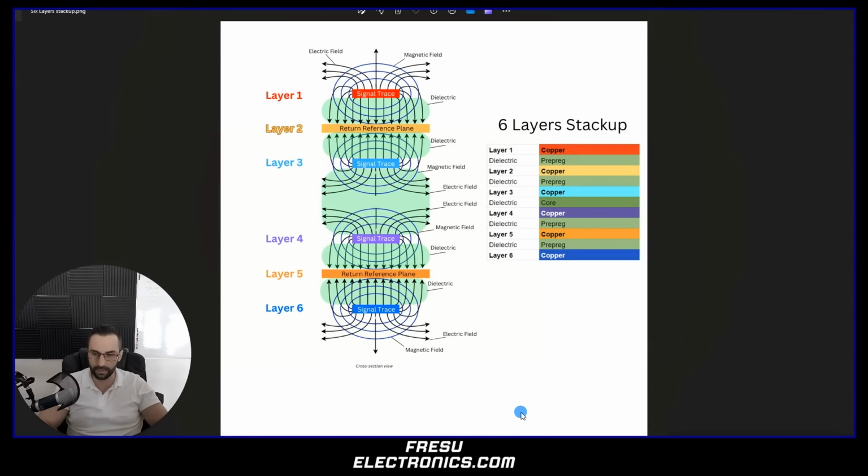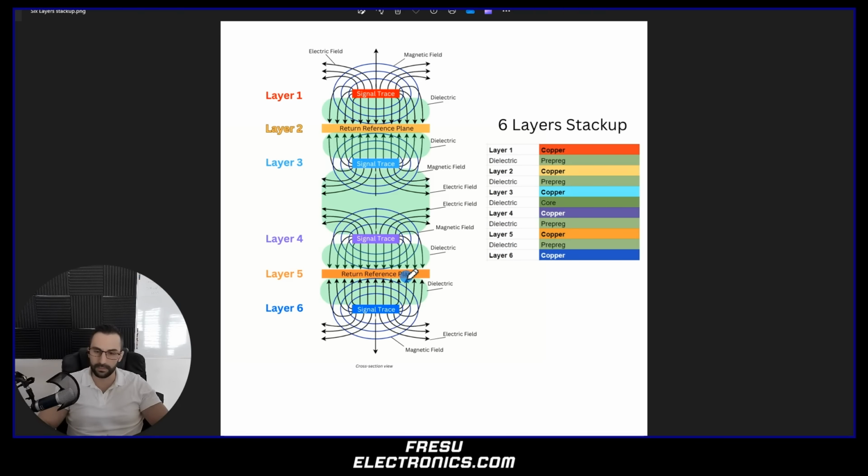When we have a 6-layer board, what we can do is, first of all, keep a little bit of distance between these signal traces, because we don't want these electric fields to couple with each other. So we want to have quite some distance between this signal trace and this signal trace. But at the same time, we want this signal trace on layer 4 as close as possible to layer 5, where we have the return reference plane. And the same we want to do with layer 6. So layer 6, we want to be as close as possible to the return reference plane on layer 5.